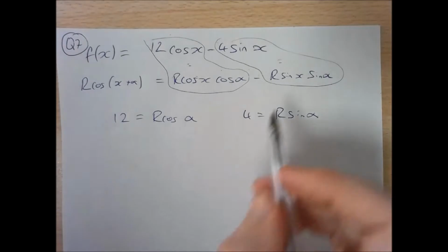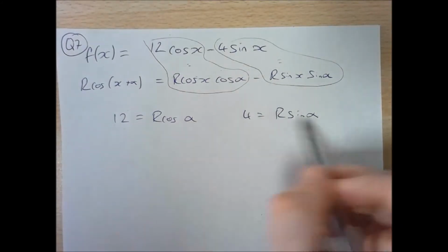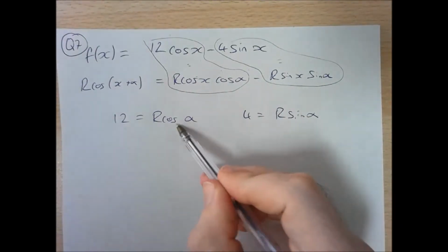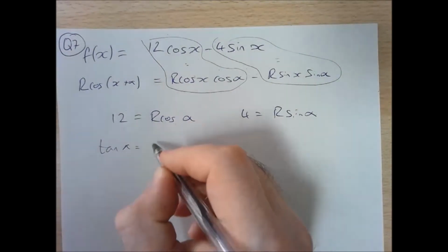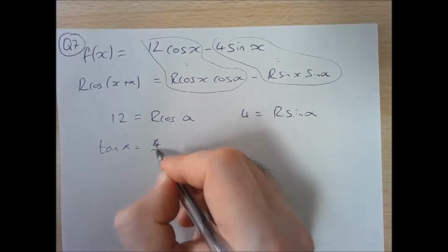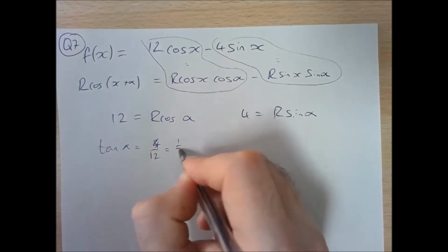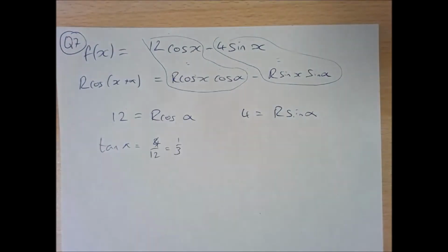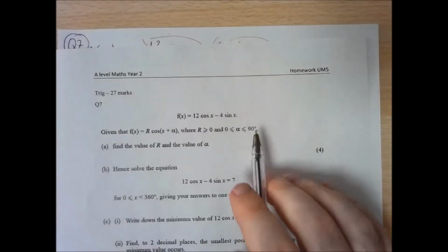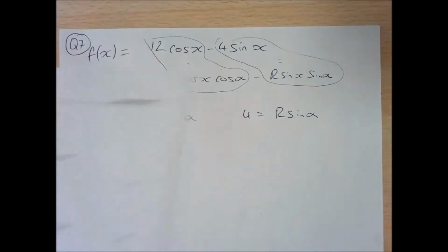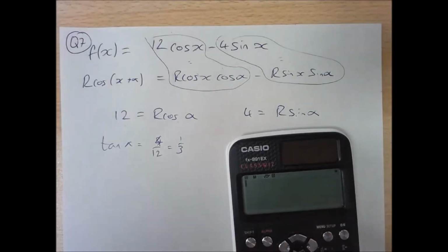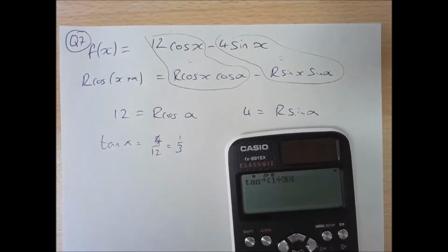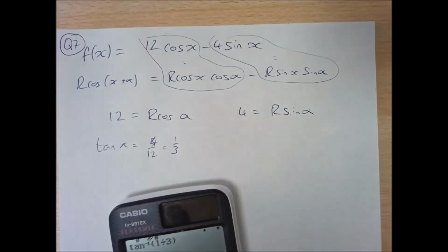Once we get these, there's a very simple way of solving these simultaneous equations. If we do this one divided by this one, the r's will cancel and we'll get tan alpha equals 4 over 12, which is 1/3. If we just pull the sheet back very quickly, it tells us that alpha is measured in degrees between 0 and 90. So we've got our calculator set in degrees. We can do tan minus 1 of 1/3 and get our value of alpha, which is 18.4.